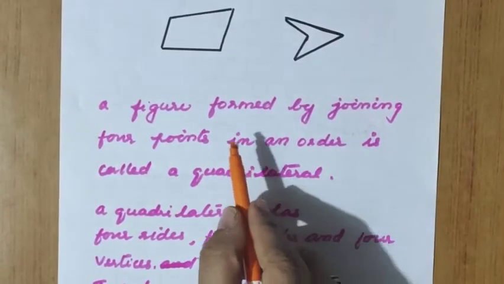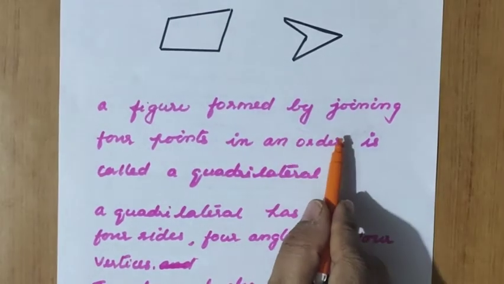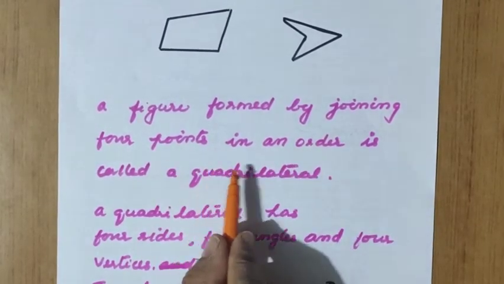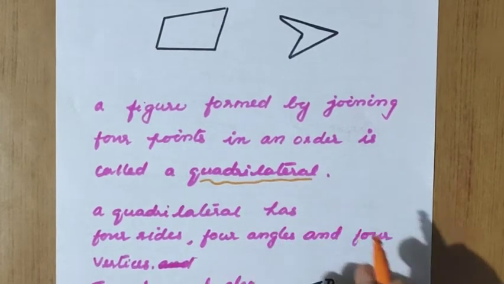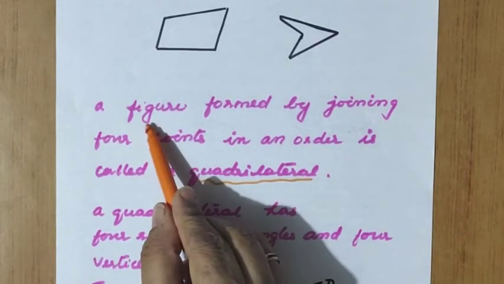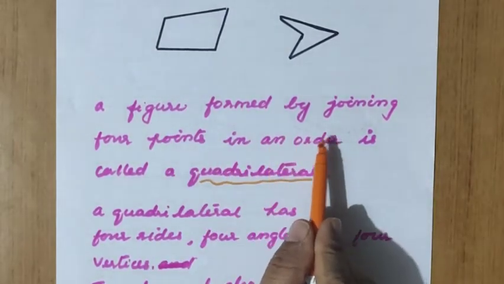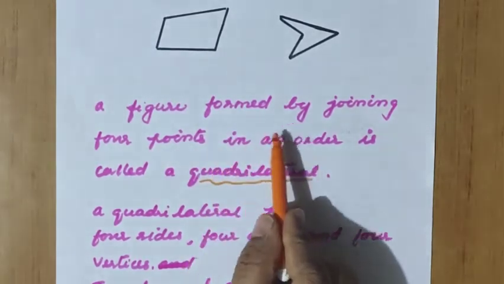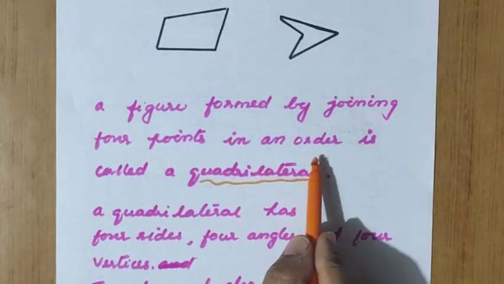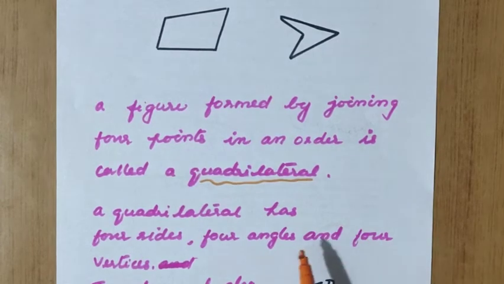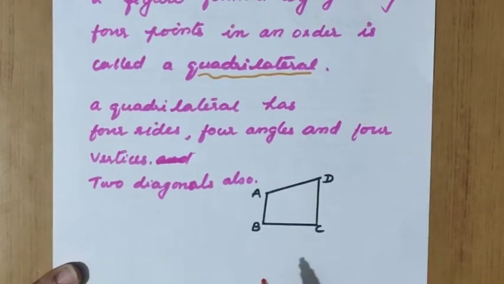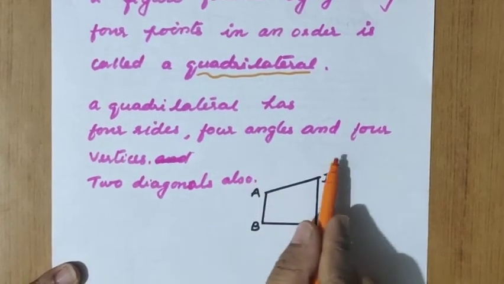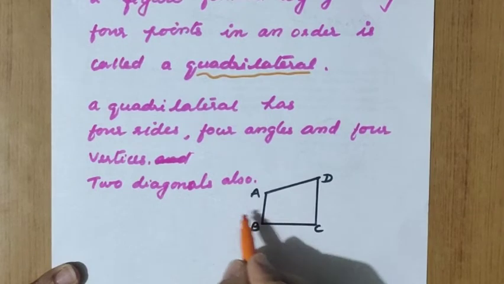So what we understand from this is that a figure formed by joining 4 points in an order is called a quadrilateral. What is the definition of a quadrilateral? A figure formed by joining 4 points in an order is called a quadrilateral. A quadrilateral has how many sides? 4 sides, 4 angles, 4 vertices and 2 diagonals also.